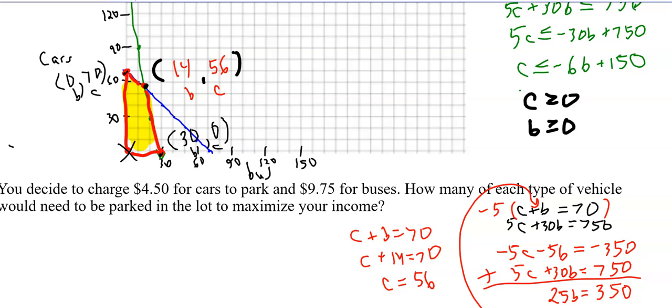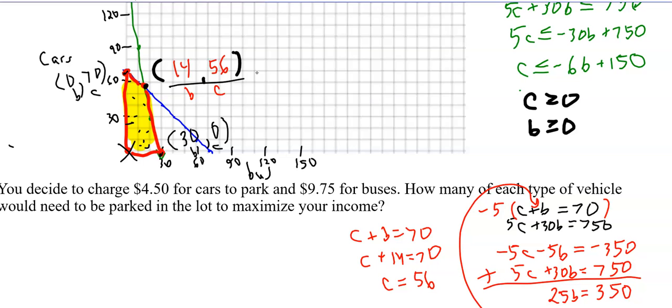In fact, when you have a feasible region like this, you only need to test the vertices of the polygon. You don't have to test every point inside of there. One of those points is going to be our answer, the one that maximizes income. I'm guessing it's going to be this one, although maybe parking all buses would be more profitable. The most you can have is 70 vehicles total, so some combination might be the highest, but we'll see.